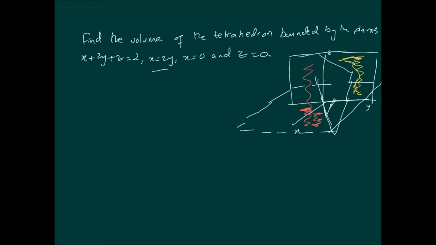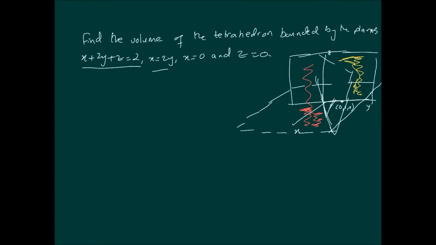The final one is x plus 2y plus z equals 2. What this is telling me is that there is some kind of plane that is intersecting y. So we have x equals 0 and z equals 0, which means y equals 1. So we have a point here. There's your point 0, 1, 0.